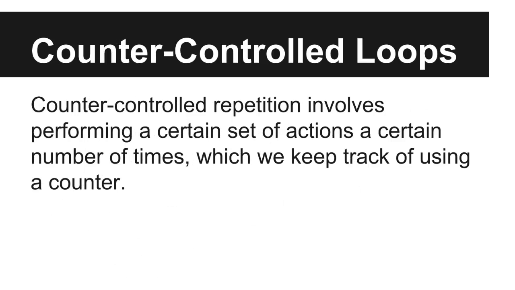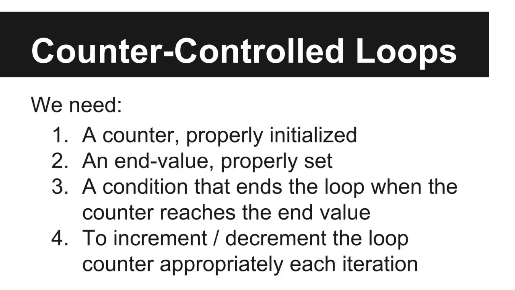So counter-controlled repetition. This is a repetition that we've already done. It involves using a loop to perform a certain set of actions a certain number of times. And maybe we know that certain number of times already. Maybe it's a thing that our program figures out on the fly. Maybe it's a thing that we ask the user of. And we keep track of all that, of how many times we've gone through the set of actions with a counter. And so in order to do this, we need a counter properly initialized.